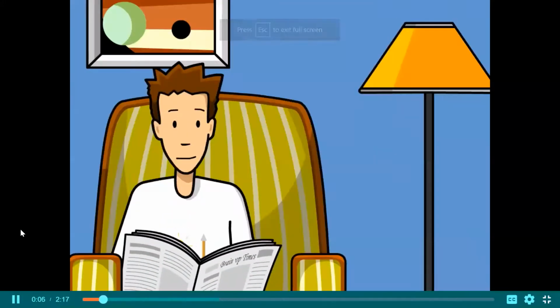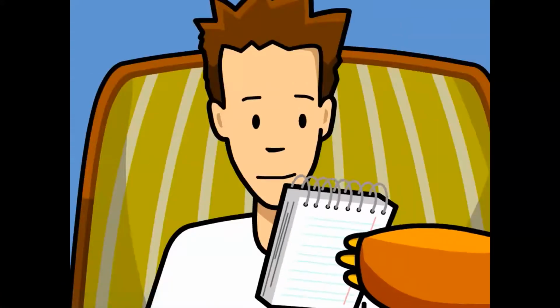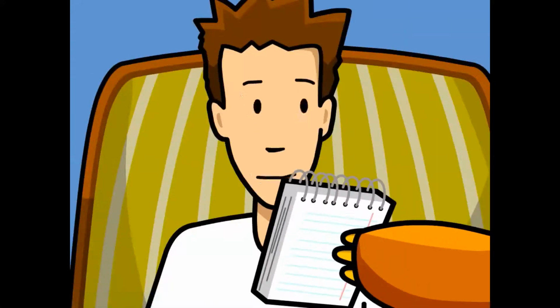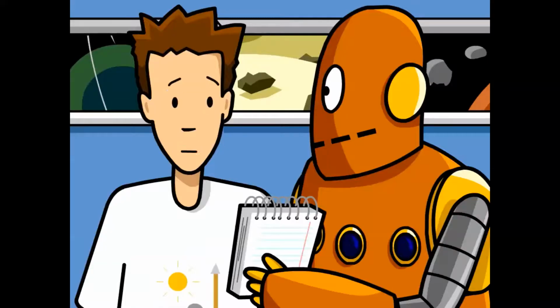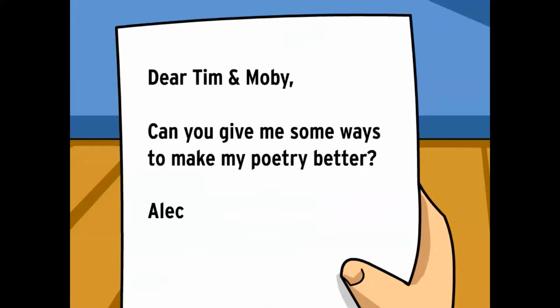A poem? Can I read it? Hey, it's about Dot's cat. Otto has black fur and sharp teeth. He moves quietly so he can catch stuff. It's fine. Dear Tim and Moby, can you give me some ways to make my poetry better?